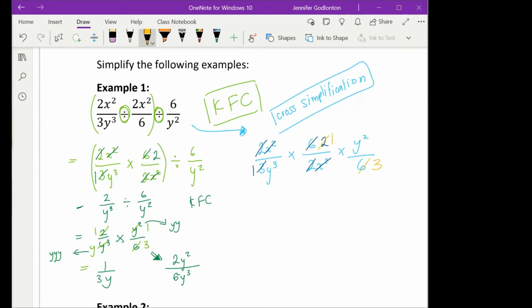And then I can look at my y's. Y squared will go into itself once, and y squared will go into y cubed fully, and I'd be left with 1y. And so I get to the same answer of 1 over 3y. We're just doing it all in one step. Okay, so we just do it step by step, one thing at a time, and we just do the best that we can.